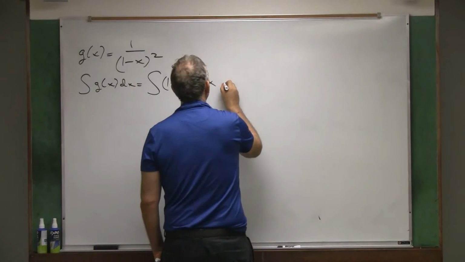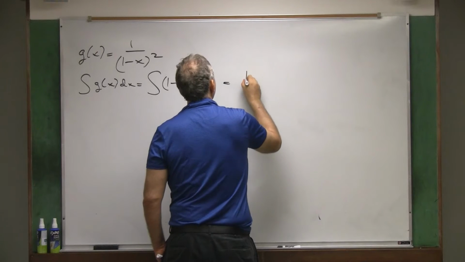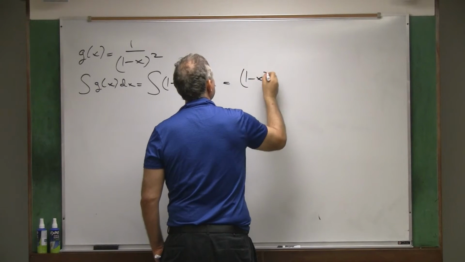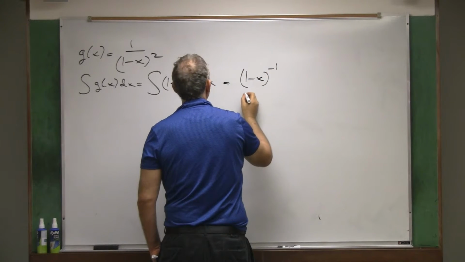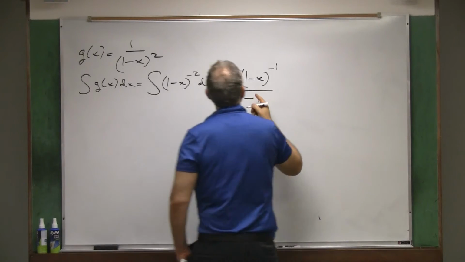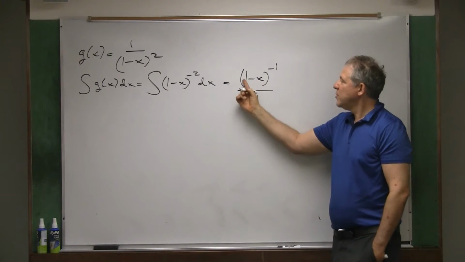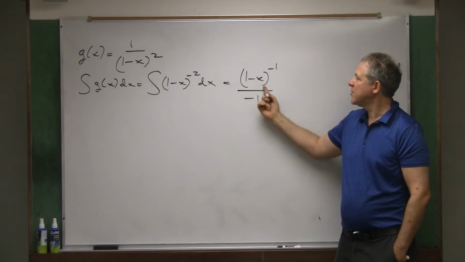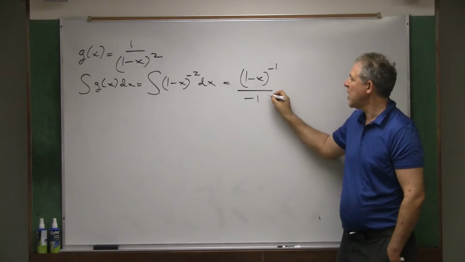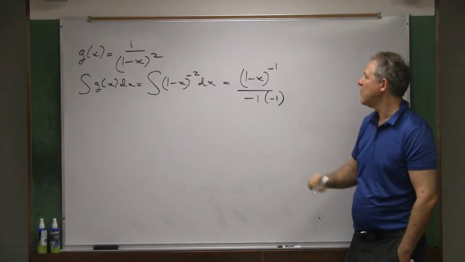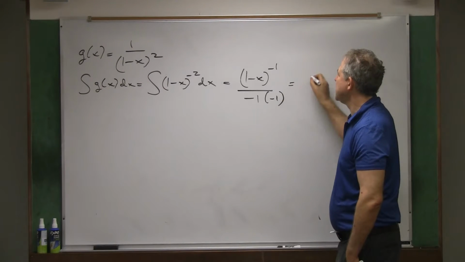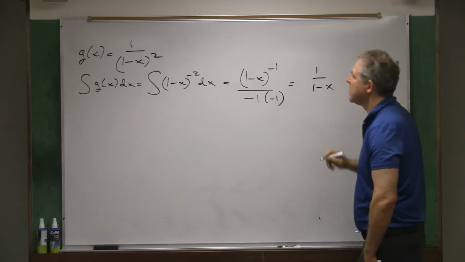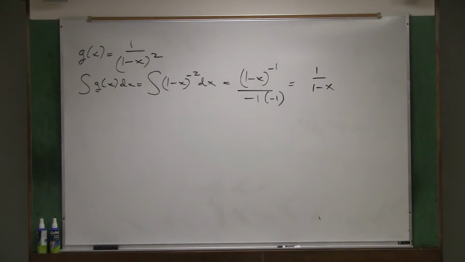So you're going to use the power rule. So you're going to do 1 minus x to the minus 1 divided by negative 1. But when you differentiate forward, there's an extra negative 1 here from the derivative of this inner. So you have to compensate by putting another negative 1. So it's actually just 1 over 1 minus x. So the antiderivative of g is just 1 over 1 minus x.